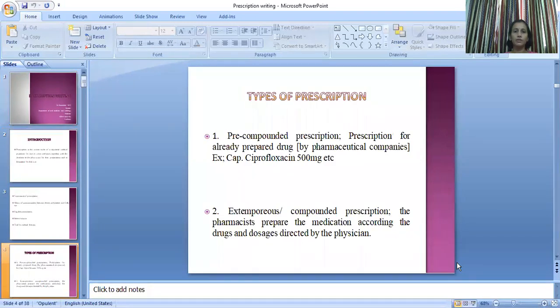Coming to the types of prescription, there are mainly two types: pre-compounded prescription and compounded prescription. Pre-compounded prescription means the prescription for an already prepared drug by a pharmaceutical company, for example, capsule ciprofloxacin 500 mg. The second is compounded prescription, also known as extemporaneous prescription. The pharmacist will prepare the medication according to the drugs and doses directed by the physician.